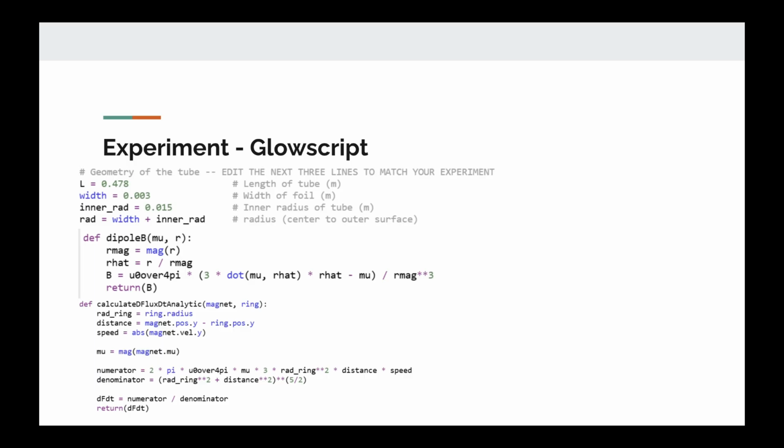Further edits to the GlowScript code were to create a magnetic field formula for a dipole magnet, which was used to model the bar magnet dropped into the tube. This was also used in calculating the delta flux, which can be seen in the function below, where the radius and distance and speed of the magnet compared to the tube were used to calculate the change in flux using Maxwell's equations and the other equations and models we used before. This gives a change in flux which can be used to calculate induced current, which can be used to calculate the magnetic field back into the bar magnet, as discussed before.